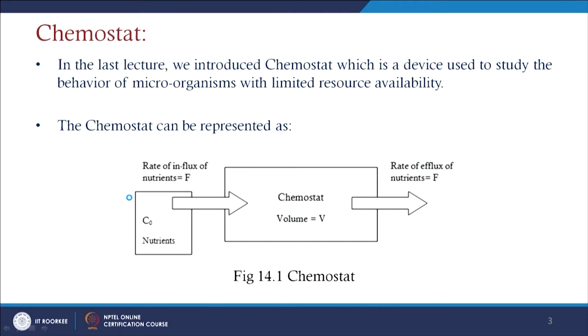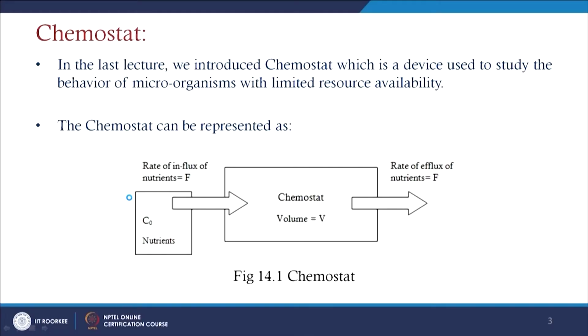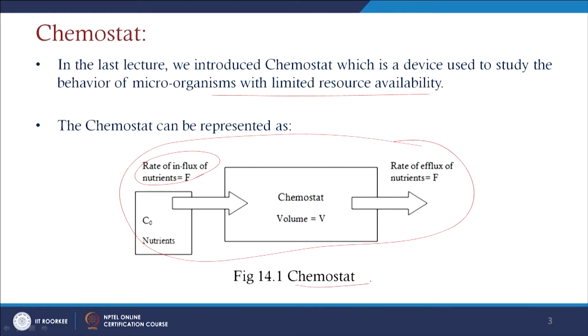If we go for the introduction of a chemostat, it is a device used to study the behavior of microorganisms with limited resource availability. This means that the chemostat can be represented as the rate of influx of nutrients F into the system, which can be accommodated within a volume V, and then extracted out as a rate of efflux of nutrients F. The total system, covering the supply of food, the cell utilization, and the output, is called the chemostat.